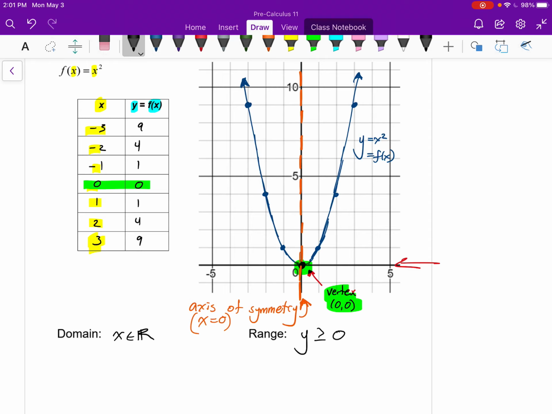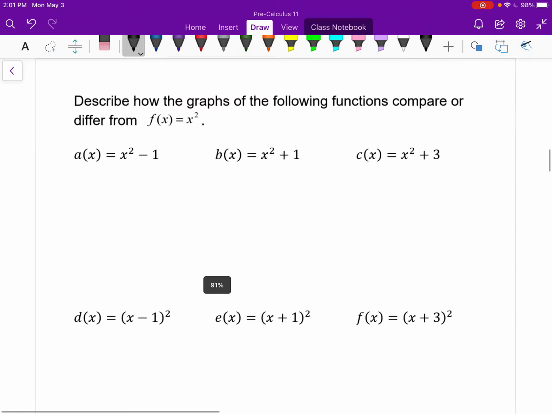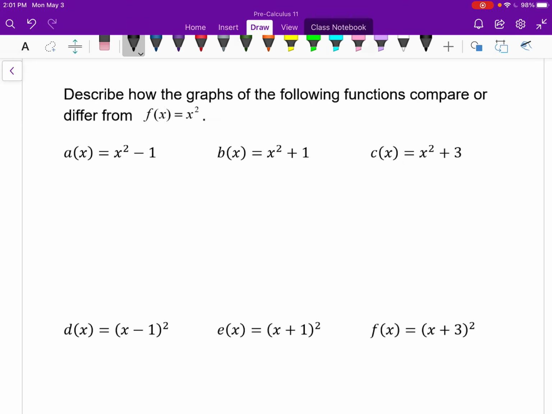OK, so now the question is, if I take this equation x squared and I alter it in some way, what changes will that make to the graph? That's what I have here. So if I take x squared and now I have x squared minus 1, what change will that make to the graph? Or plus 1 or plus 3? That'll change the graph in some way, but how?